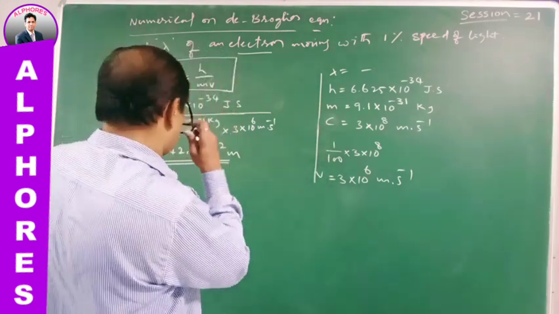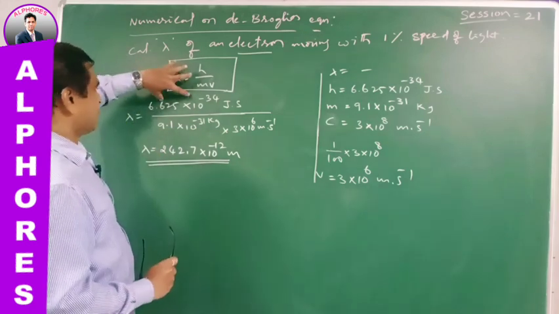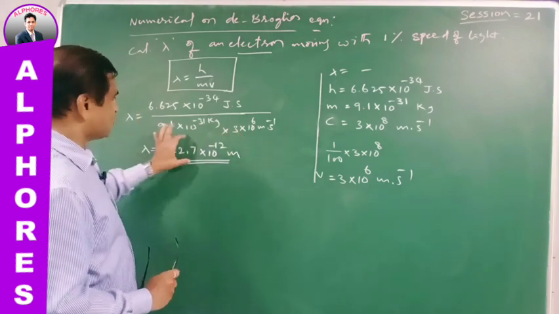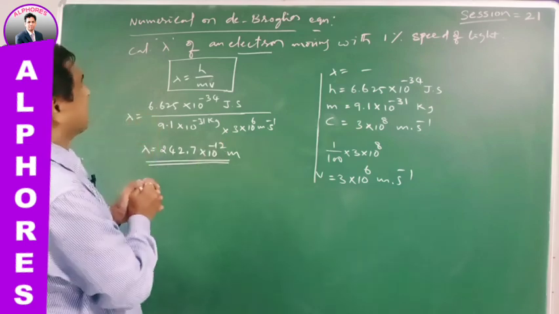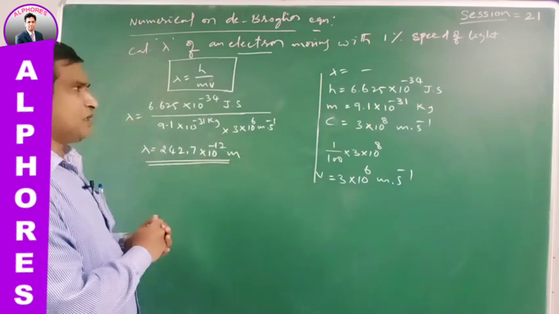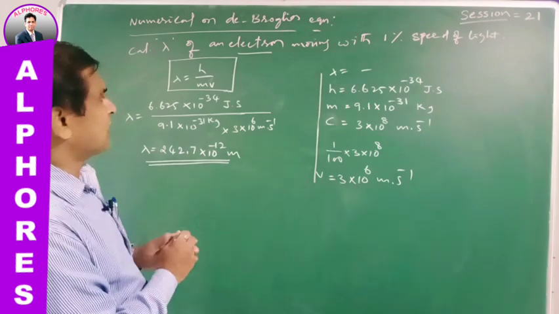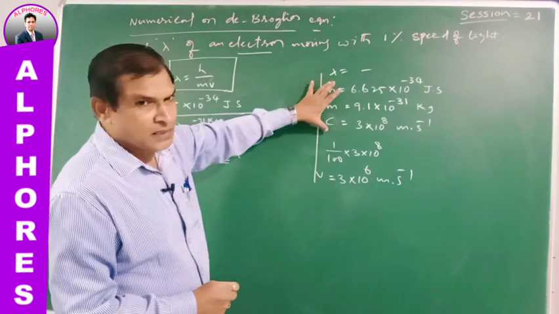Next, substituting those values. Lambda is equal to h by m into v. So this is the numerical based on de Broglie's equation. Is the concept of the numerical clearly understood? First the problem, then data analysis.